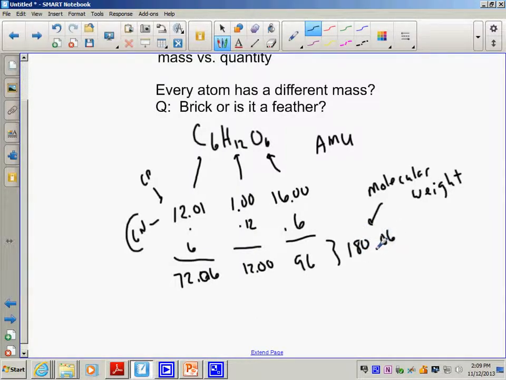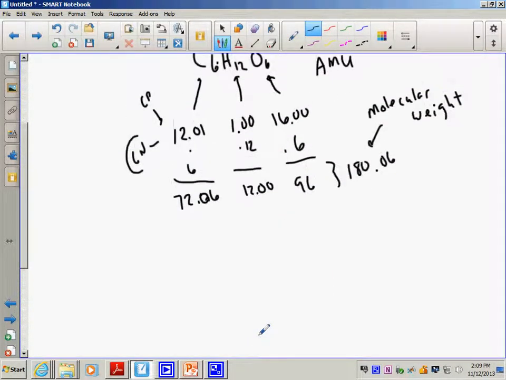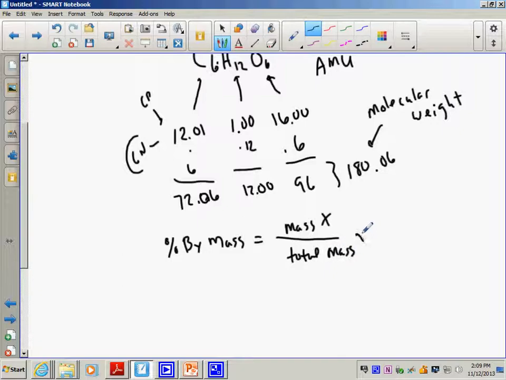Now, of this 180, that's all these parts combined, this big molecule glucose, how much of this mass is due to the hydrogen? Like we had said, there's a total of 24 particles here, grand total, 6, 12, and 6, that's 24. But what percentage of the actual mass is due to the hydrogen? To do this, we're going to use the formula percent by mass. This is going to be equal to the mass of X divided by total mass times 100.